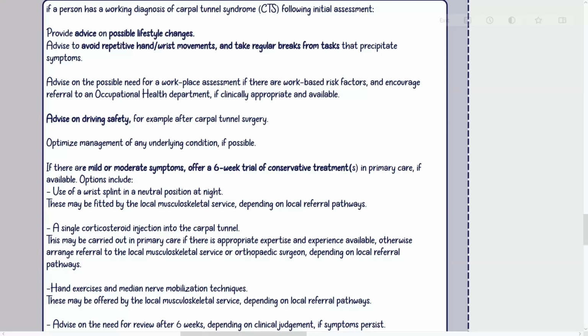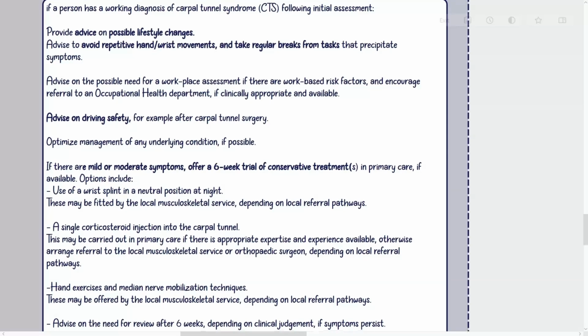If there are mild or moderate symptoms, offer a 6 week trial of conservative treatments in primary care, if available. Options include use of a wrist splint in a neutral position at night. These may be fitted by the local musculoskeletal service, depending on local referral pathways.